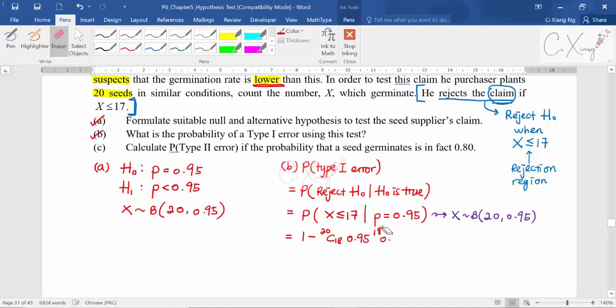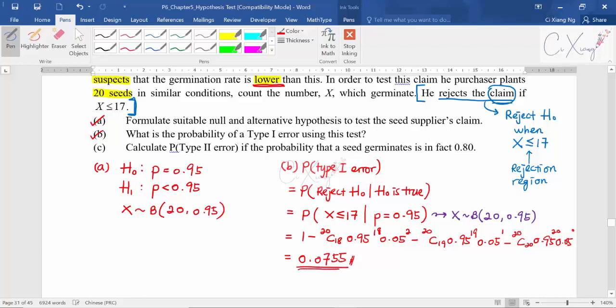18, wait, so this one should be 0.05. Okay, then 19, and also 20. So you take 1 minus the probabilities of X equals 18, 19, then 20. By just pressing the calculator, you will get the answer for the type 1 error, 0.0755. So this is what we have as the type 1 error.